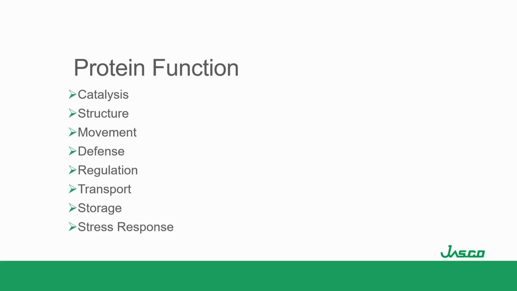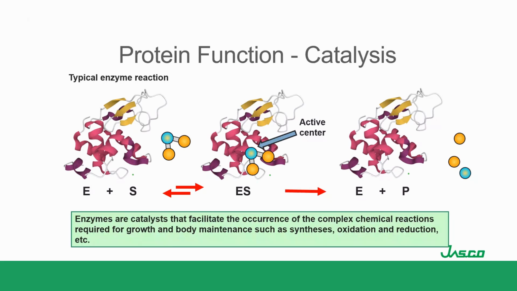Functions of proteins, you can see them in the slide. There are several protein functions, but for example, I'm just going to mention the first one, which is catalysis. One of the functions of proteins is to perform this catalysis in the human body as well. You can find the same in animals and plants, and the proteins that perform this catalysis are called enzymes. Enzymes facilitate and accelerate the complex chemical reactions that are required for growth and body maintenance, such as synthesis, oxidation, and reduction inside the body.